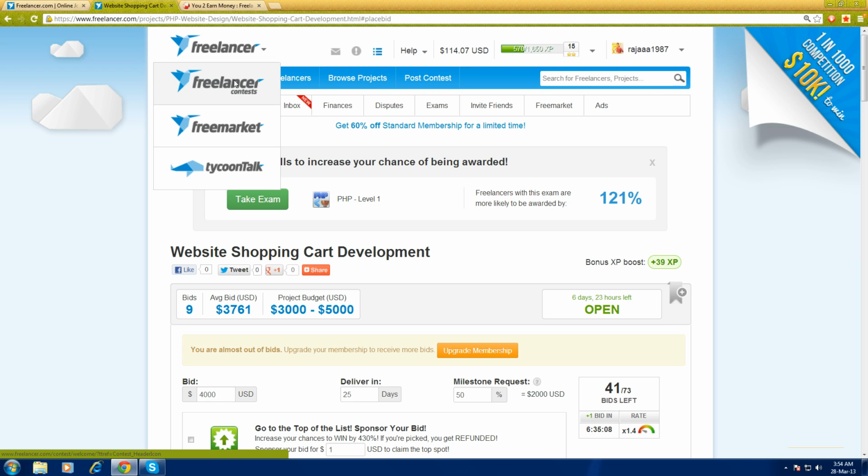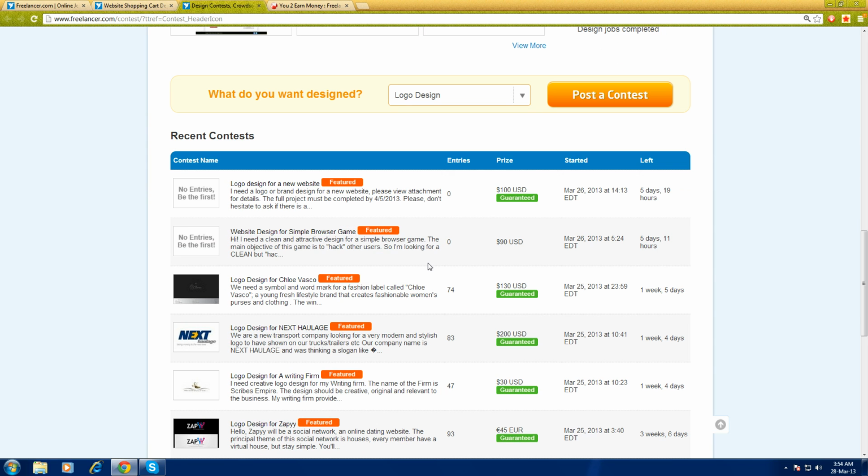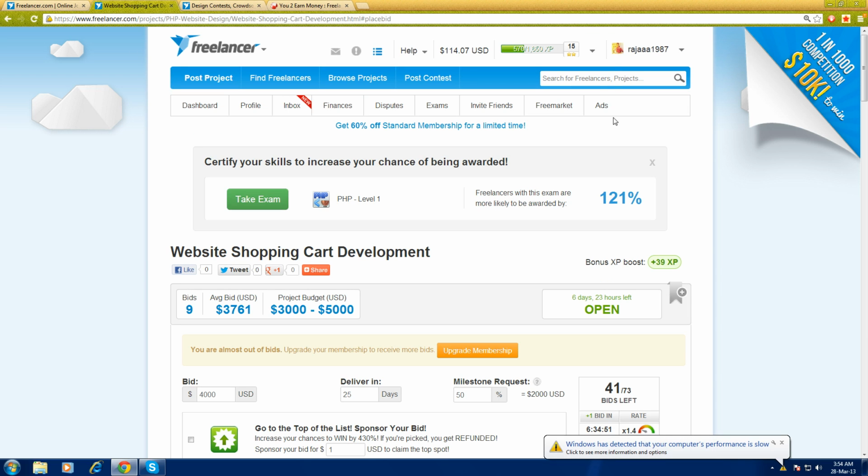Another way is the freelancer contest. By participating in the freelancer contest, you will gain more XP, minimum 8 to 9, maximum 20. Based on luck, you will gain the XP.